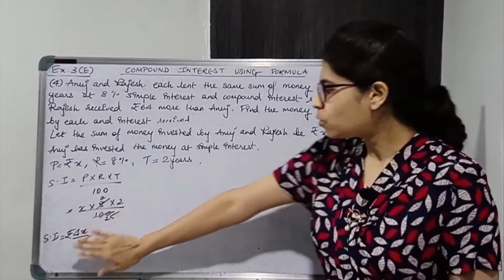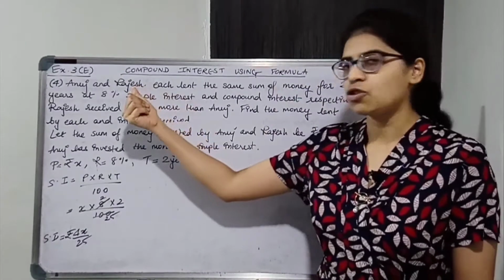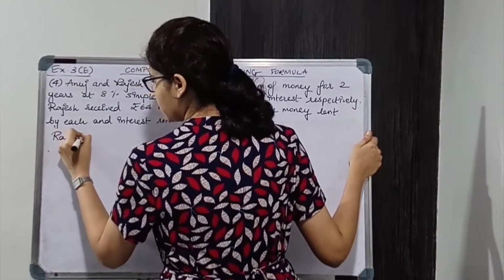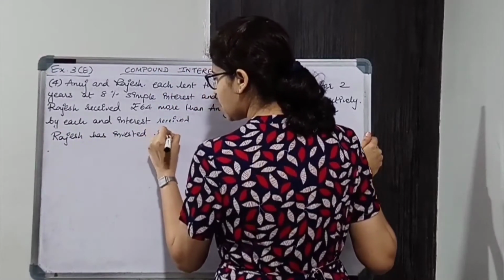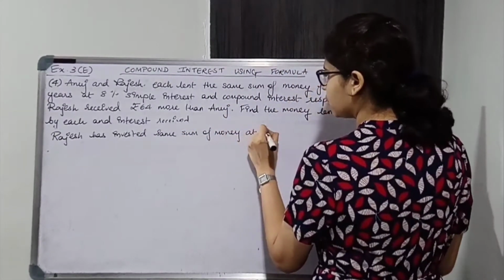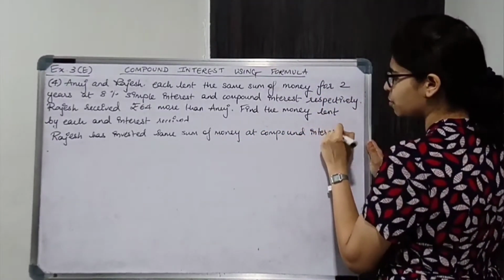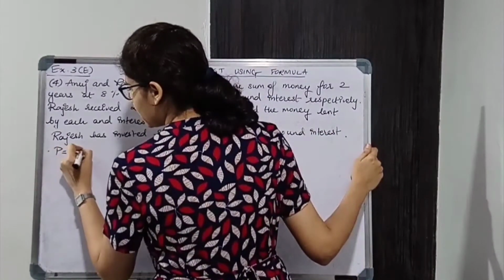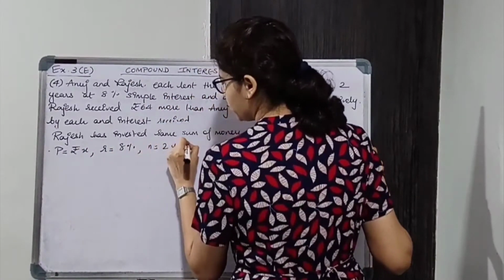We found the simple interest in terms of x. Same thing we'll do in case of Rajesh, but it is compound interest. Now Rajesh has invested the same sum of money at compound interest. So we need to find compound interest. Now principal is x rupees, r is 8% and n is 2 years.